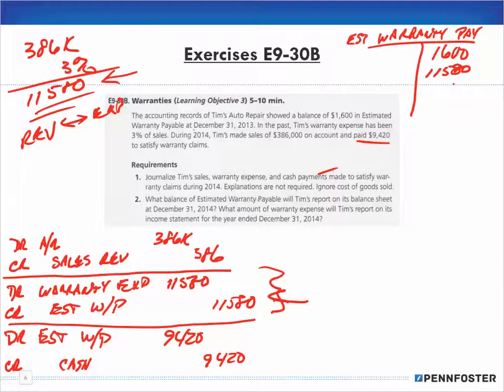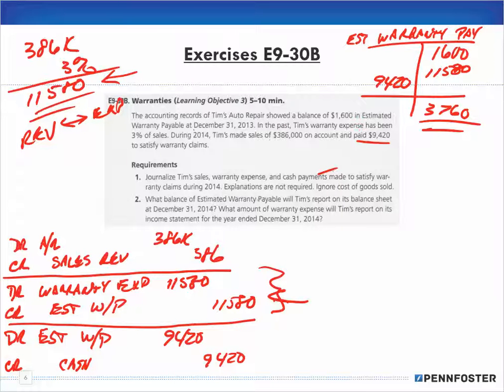And in doing that, when I post this entry to my estimated warranty payable account, that's going to be a debit, which now gives us a new balance in the account of $37.60. Add up my credits, add up my debits, subtract one from the other, and my new balance in the estimated warranty payable account is $37.60.